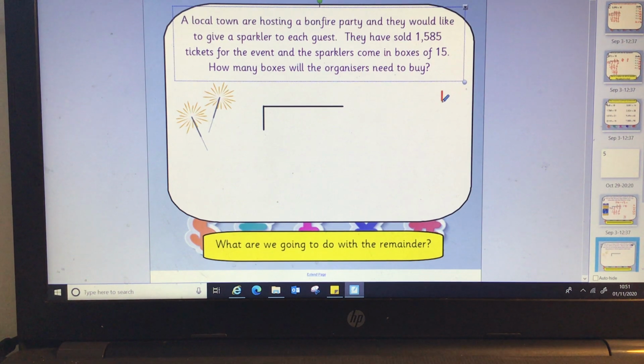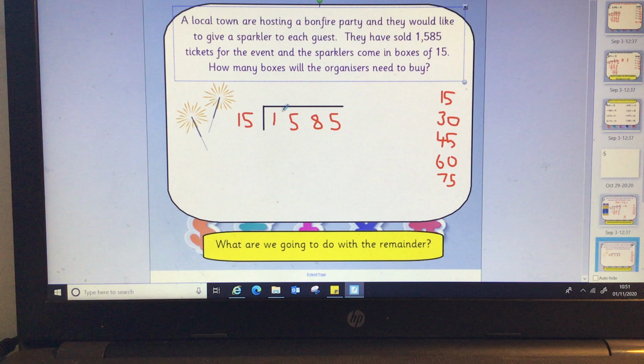Okay, 15 times table. 15, 30, 45, 60, 75. We'll wait there. 15s into 1,585. 15s into 1 we can't do, so we'll move along. 15s into 15. Well, that's one lot exactly, isn't it?